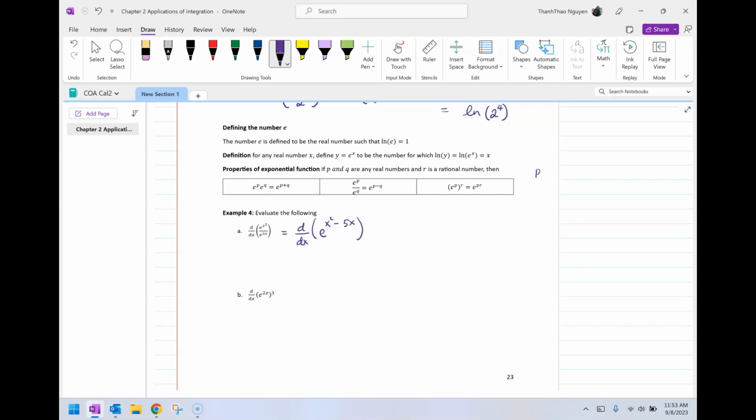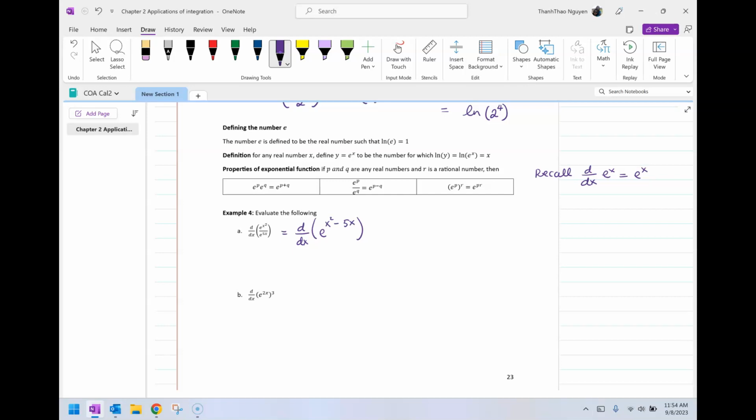Okay. Recall that d/dx of e to the x is equal to e to the x. The derivative doesn't change. Okay.